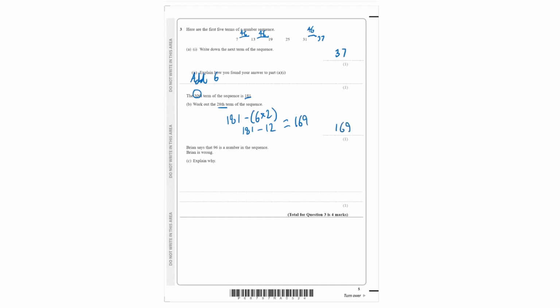169. Brian says that 96 is a number in the sequence. Brian is wrong. Explain why. So in the sequence, we can see that 7, 13, 19, 25, 31 are all odd numbers. Why is that? Because an even number plus an odd number will always be an odd number no matter what. So, no matter how many times you add 6 to the sequence, you will never get 96 because 96 is an even number.